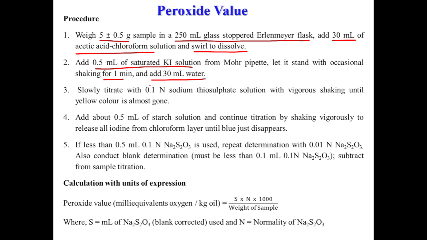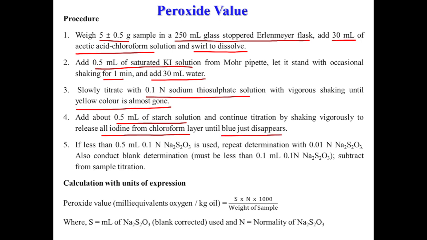Keeping it for 1 minute, you then add 30 ml of water, and finally you titrate with 0.1 normal sodium thiosulfate solution with rigorous shaking until the yellow color is almost gone. Then, if a yellow color is there, otherwise if you want to skip this step, you can add 0.5 ml of the starch solution and continue titration by shaking vigorously to release all iodine from the chloroform layer until the blue color disappears.